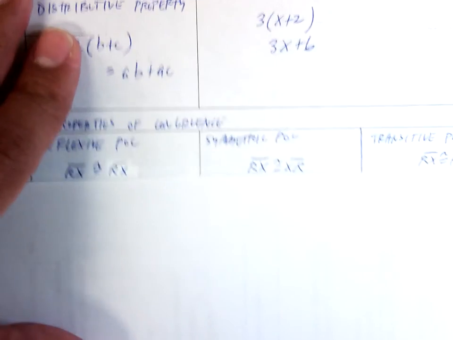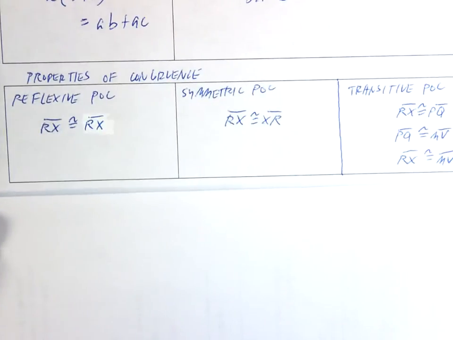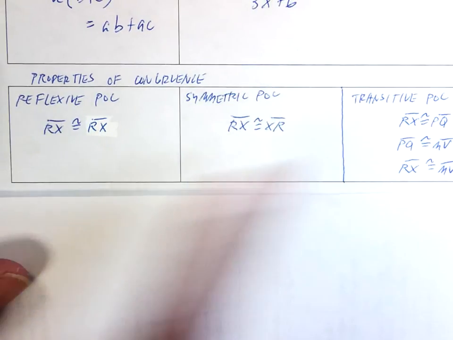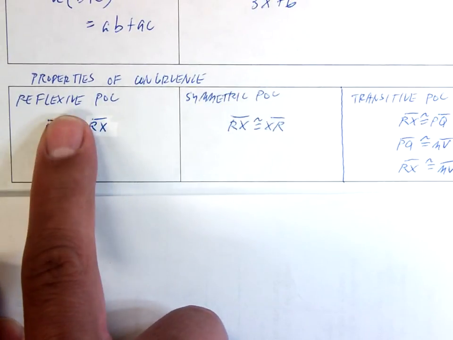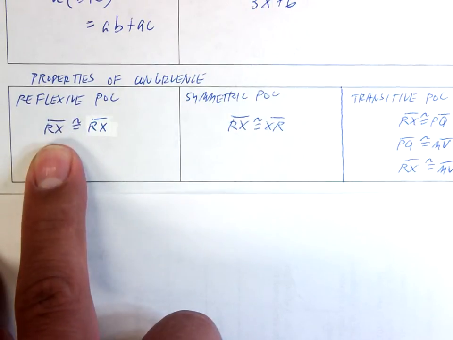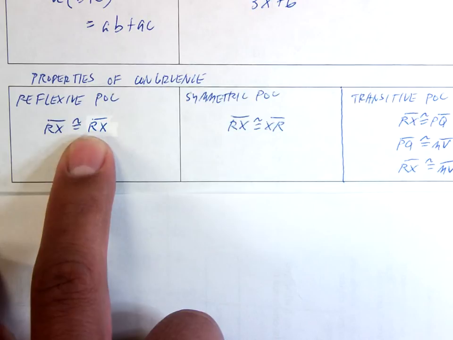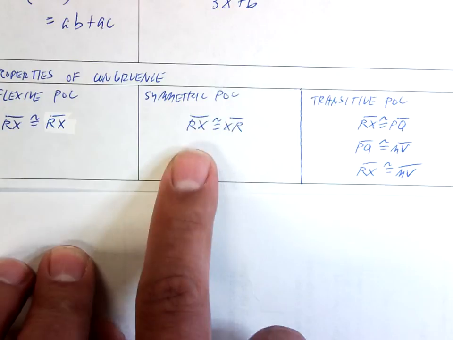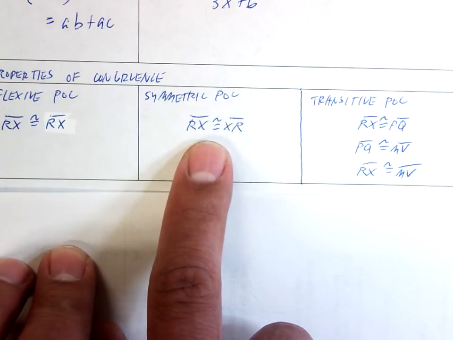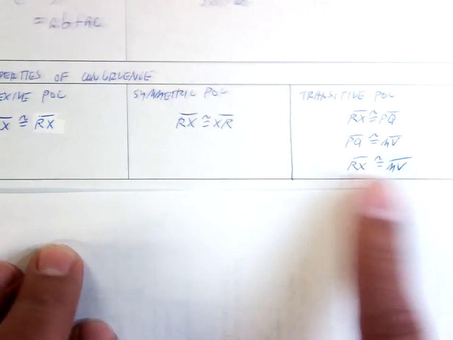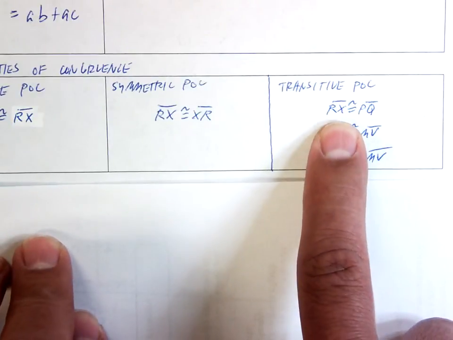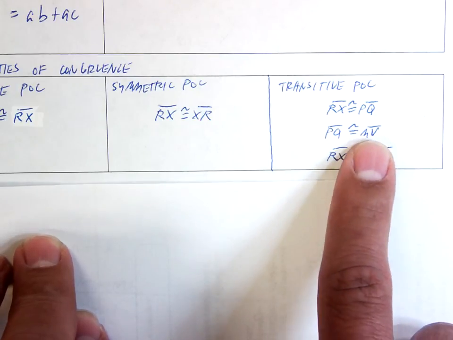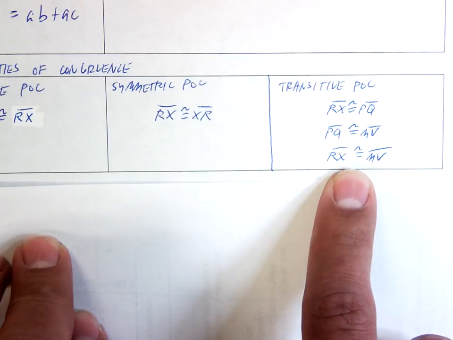So those were all properties of equality. There's similar things talking about congruence. So the reflexive property of congruence: segment RX is congruent to segment RX. Shocker. Okay. Symmetric POC, mirror image: segment RX must be congruent to segment XR. In the transitive POC, if segment RX is congruent to segment PQ, and if segment PQ is congruent to segment MB, then segment RX must be congruent to segment MB.